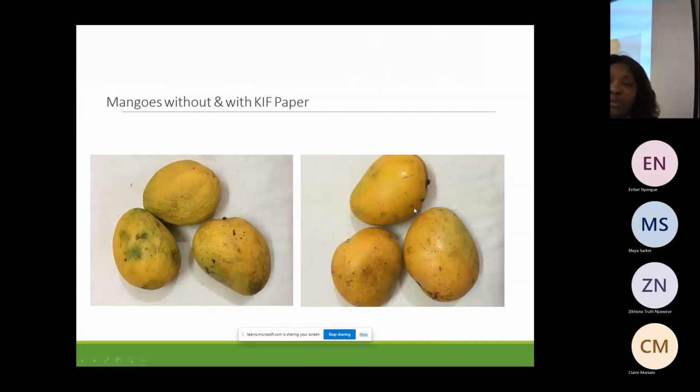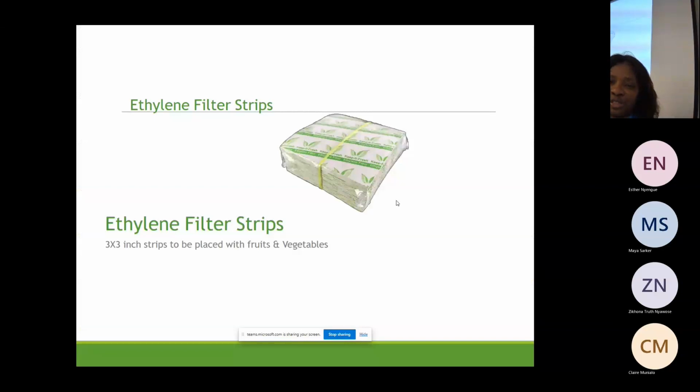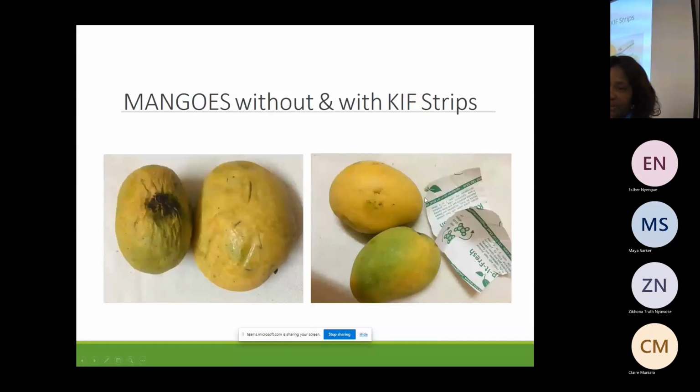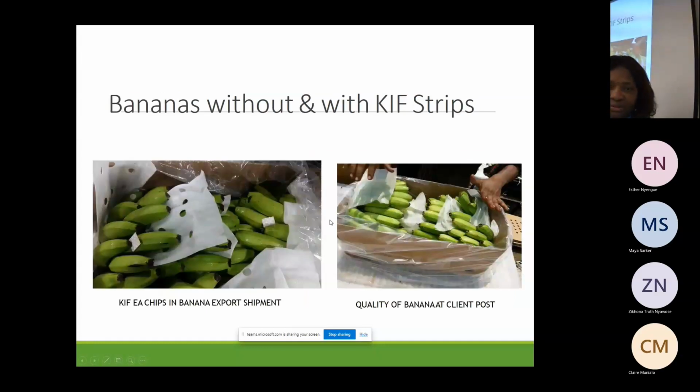So they tend to keep these peppers with them until the consumer has actually bought the produce. And then the ethylene filter strips, these ones here, 3 by 3 inches strips to be placed within fruits or vegetables. At times it's just placing them next to them like that, and at times they actually put them in between the fruits themselves. And that is just to make sure that whatever is being produced is being trapped by these strips.